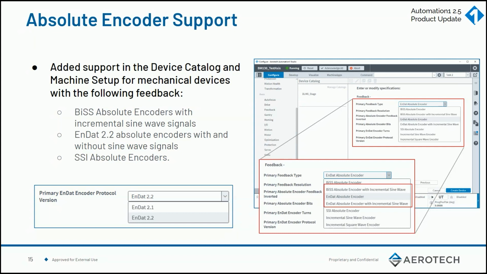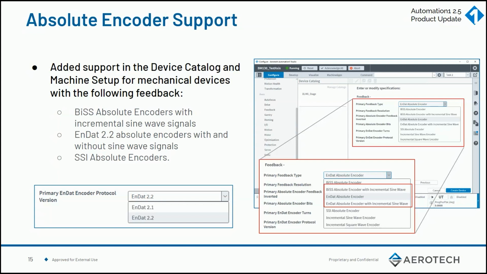Next, absolute encoder support in our device catalog and our machine setup tool for mechanical devices. You can now set up devices with BiSS absolute encoders with incremental sine wave signals. This is great for people who want to use absolute encoder stages, but also at the same time get the benefit that incremental encoders give to an Aerotech control system, specifically like position synchronized output, PSO. We also support N.2.2 absolute encoders with and without sine wave signals and SSI absolute encoders, as you can see on the graphic here on the right, which is a nice call out of our very easy to use and more powerful than ever device catalog tool.